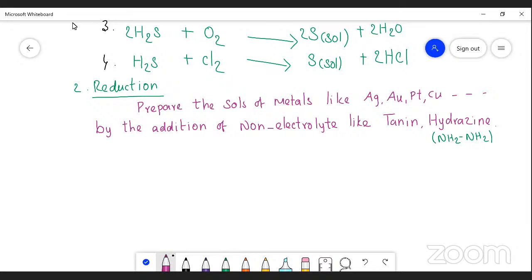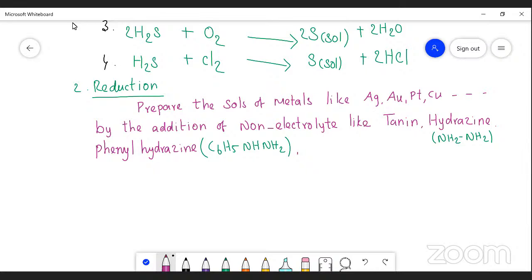And phenyl hydrazine. What is that? Phenyl hydrazine is C6H5-NH-NH2. C6H5 is known as the phenyl group. So we are taking tannin, hydrazine, phenyl hydrazine, and formaldehyde.